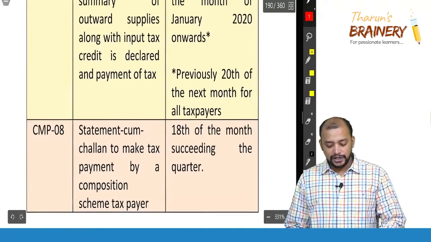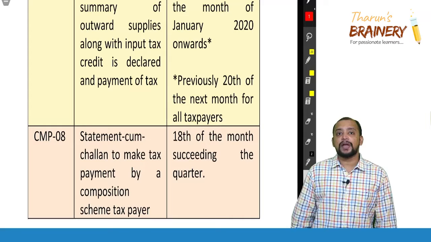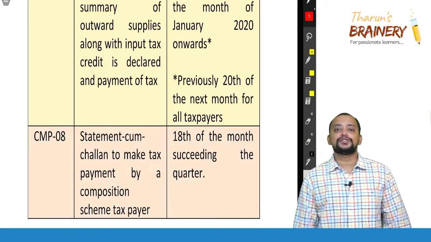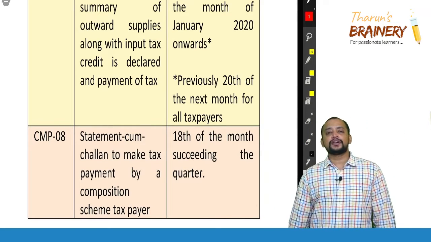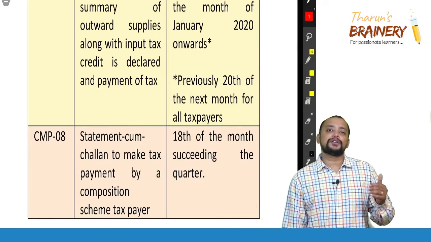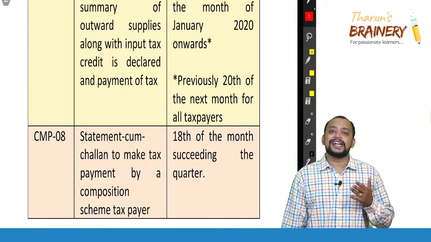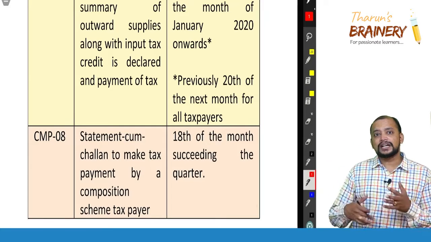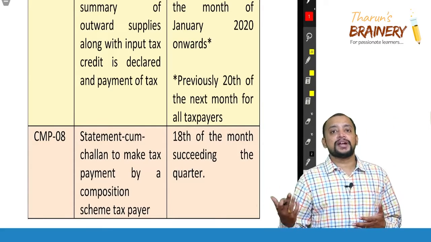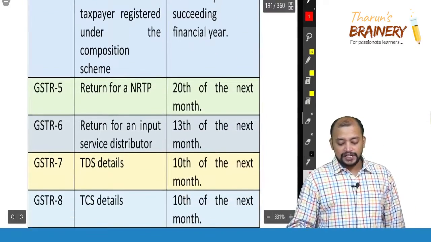And CMP 08 is a statement cum challan to make payment by a person who is opting for composition scheme. A person who is opting for composition scheme needs to file CMP 08 by 18th of the month following every quarter. That's actually not called a return, that's called a statement. Okay. So along with that, tax will also be paid just like our GSTR 3B. Then quarterly basis we need to file that.